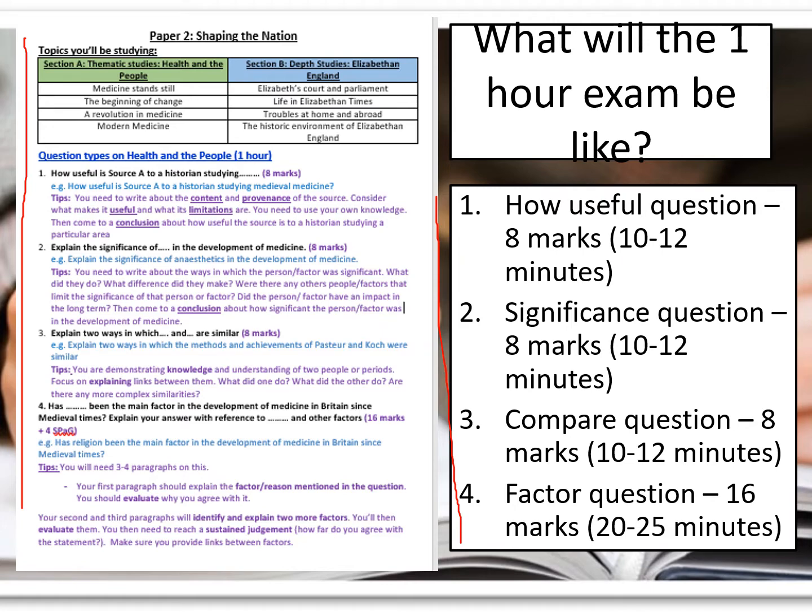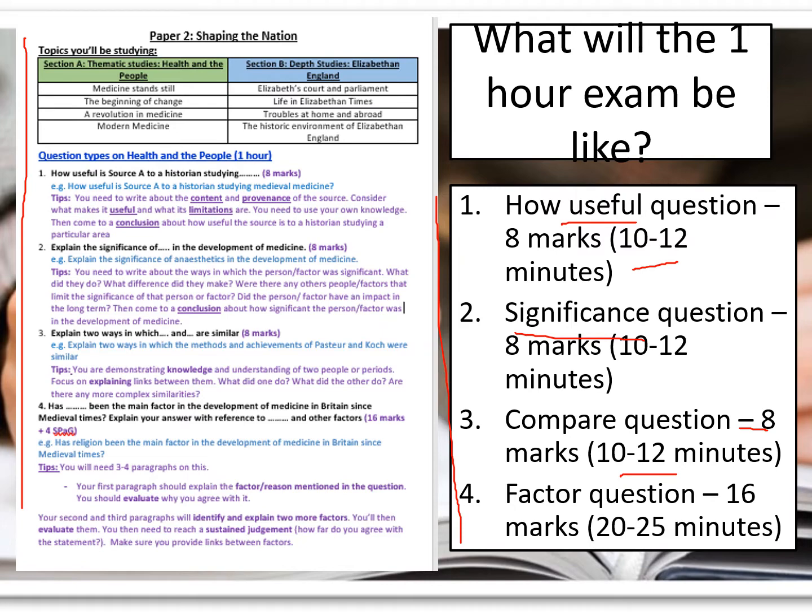So the four types of questions you're going to get asked. The first one is going to be a how useful question. They'll give you a source. It could be written, it could be a picture source, and you'll have to talk about how useful that source is for studying that certain topic. That's going to be worth 8 marks, so you spend about 10 to 12 minutes on it. The second type of question you're going to be asked is a significance question. Again, it's going to be worth 8 marks, so you spend about 10 to 12 minutes on it. The third question you're going to be asked is you're going to be asked to compare either two different time periods, two different wars, or you could be asked to compare two different individuals. And again, as it's worth 8 marks, we're going to spend about 10 to 12 minutes on it.